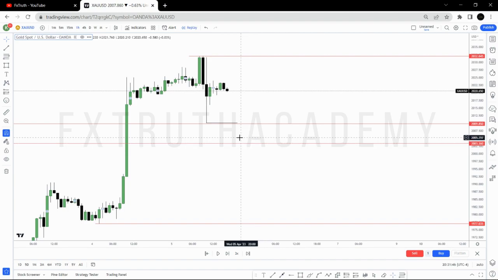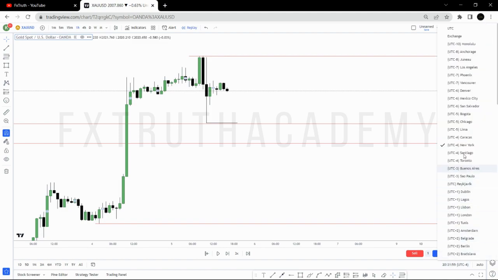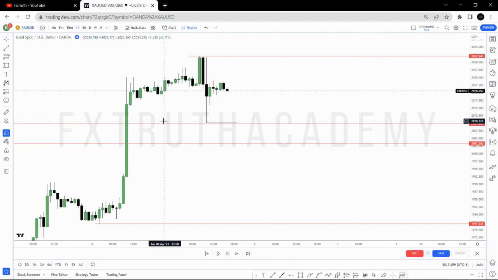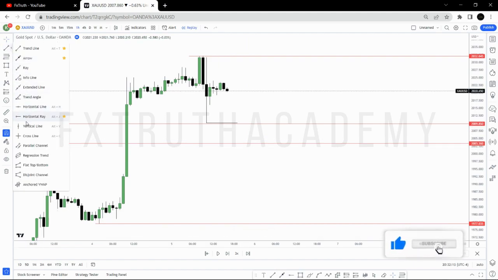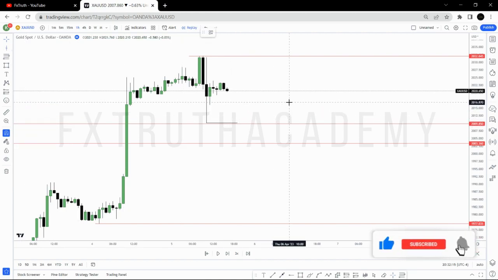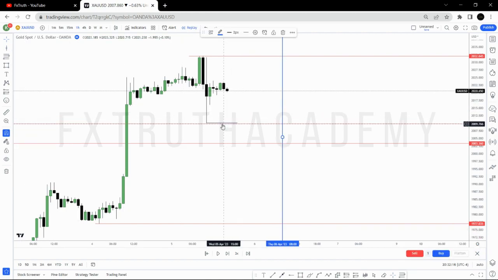To better help us know where to focus our energy, if you're using the TradingView platform for analysis, you want to be sure that your time zone is set to the New York time zone. Very, very good and very, very important. So while on the 1 hour, you want to outline the 8 o'clock New York session, which is right here. So I'm going to bring the vertical line and outline that immediately. So that is 8 o'clock right there.